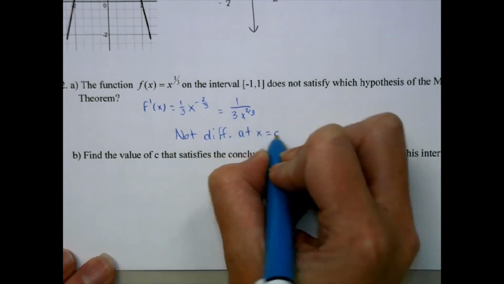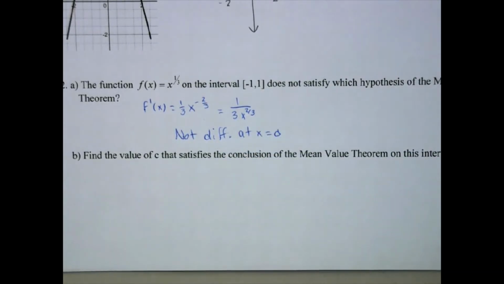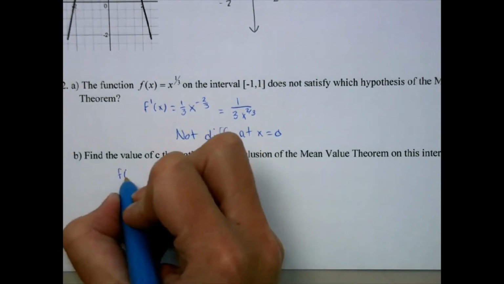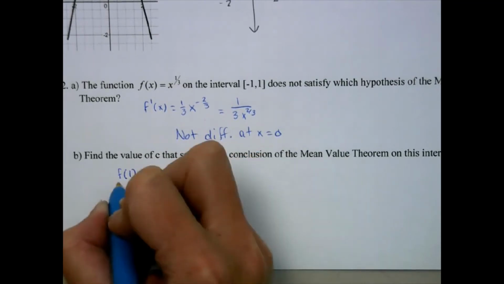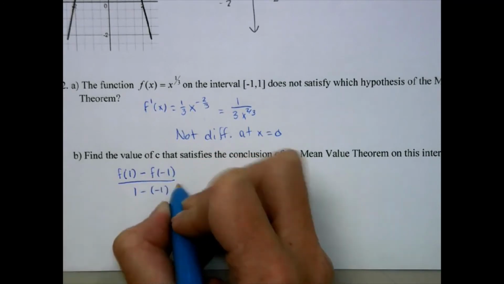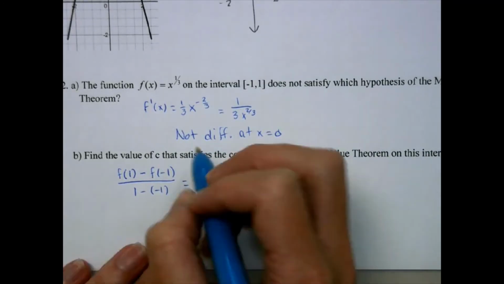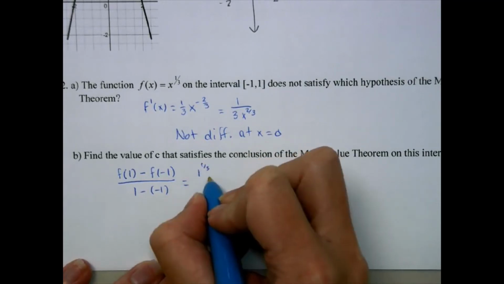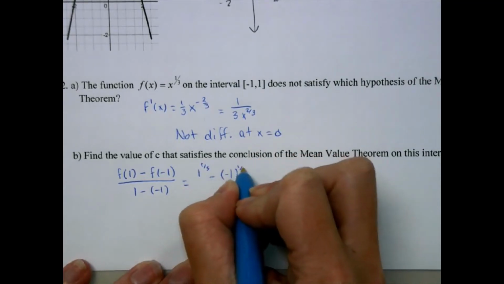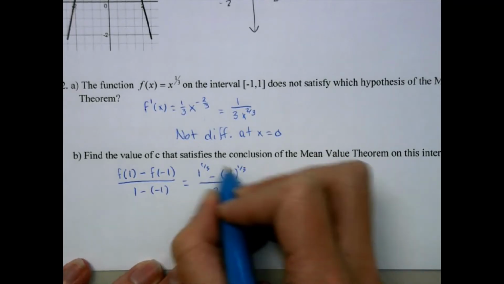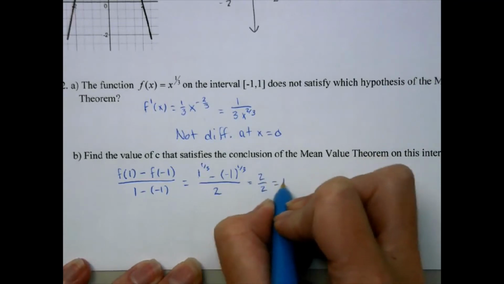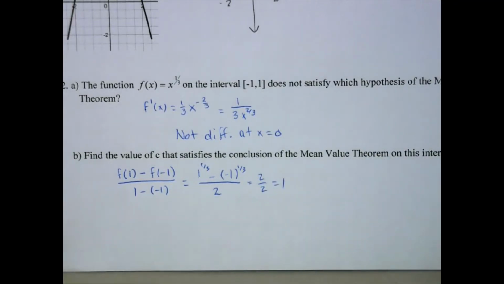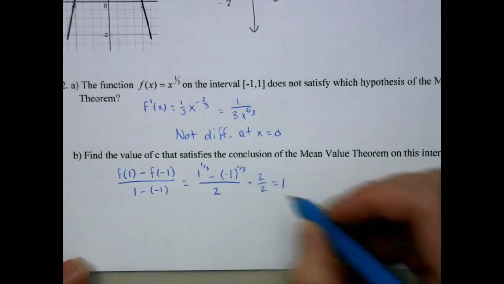Okay, but in this case, it actually does satisfy the mean value theorem. The mean value theorem is the slope of the secant line equals the slope of the tangent line. So for the slope of the secant line, we're going to have 1 to the 1/3 minus -1 to the 1/3 over 2. This will be 1 minus -1, so we have 2 over 2, which is 1. So we're looking for where the slope of the tangent line also equals that. We've already found the derivative here.